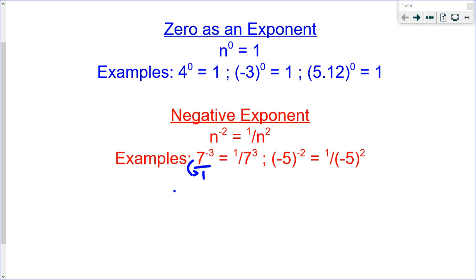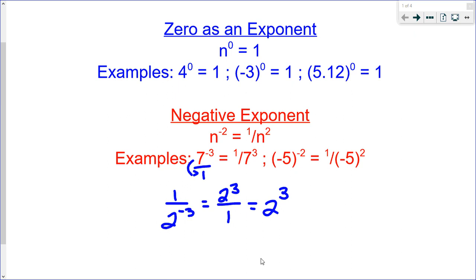Now, what if you had 1 over 2 to the negative third power? So what if it's already under 1? Well, what's the reciprocal of that? Flip it over, and it becomes a positive exponent. And I don't need to write that over 1. So basically, if you move it from the numerator to the denominator, or from the denominator to the numerator, the sign of the exponent flips.